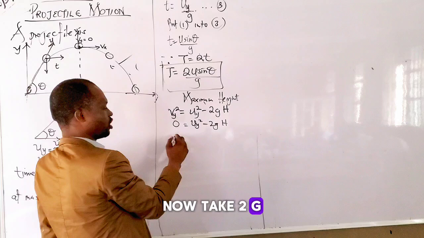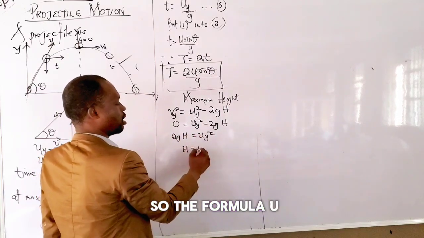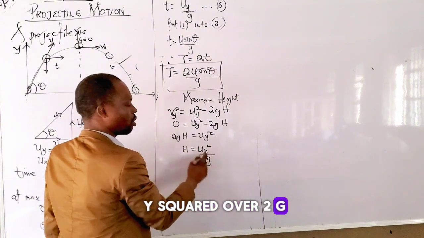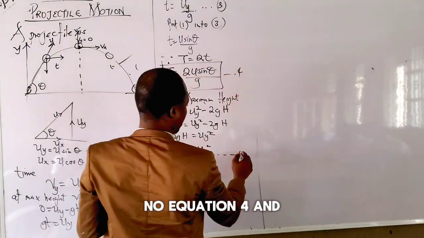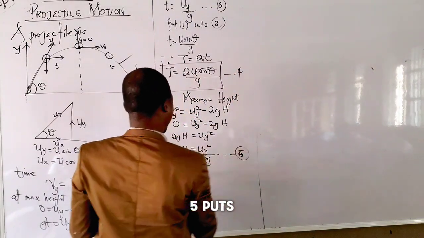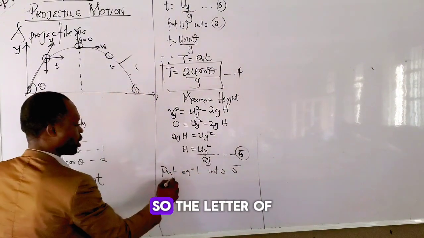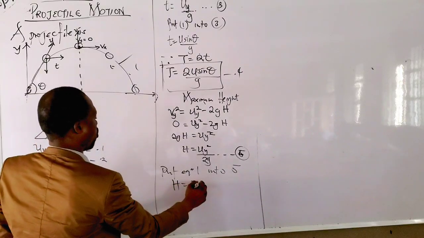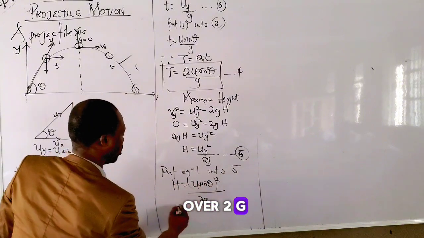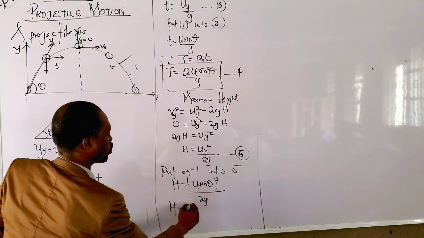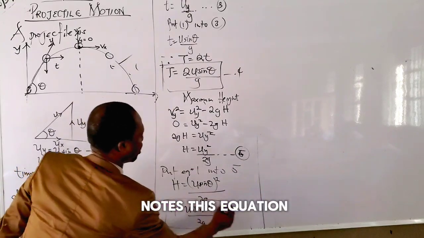Now take 2gh to this side: 2gh equals Uy squared. Make h the subject of the formula: h equals Uy squared over 2g. Let's call this equation 5. Put equation 1 into 5, and we're going to have h equals u sine theta all squared over 2g. This will give us h equals u squared sine squared theta over 2g. Note this equation.